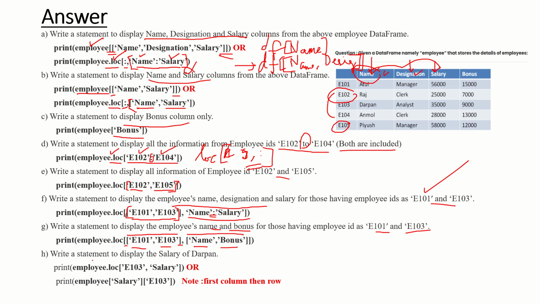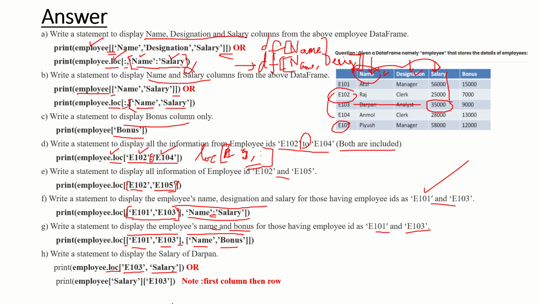Then the next question is write a statement to display the salary of Darpan. So what is the salary of Darpan? 3,500. So how will you write this one? Here also you can make use of loc. Darpan, what is the row? E103. So that's the reason why E103 is written here. After that, salary has to be mentioned. So I have put salary here.